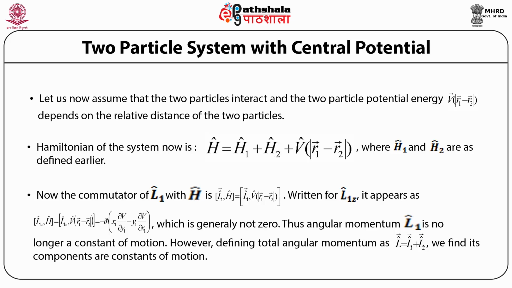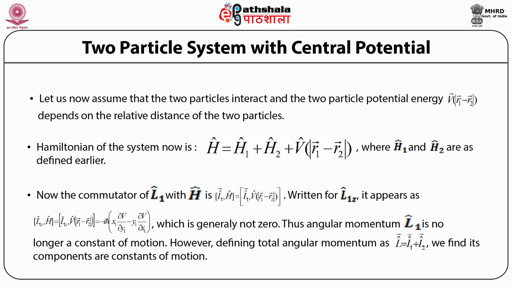Similarly, if we write the commutation relation for the z component of the orbital angular momentum operator of the first particle, it appears as the commutation relation between orbital angular momentum operator L1z and the Hamiltonian operator h, which is equal to the commutation relation between L1z and the potential energy operator as a function of modulus of r1 vector minus r2 vector, and this is given by minus iota times h cross times within bracket x1 times partial derivative of the total potential with respect to y1 coordinate minus y1 times partial derivative of the total potential with respect to the x1 coordinate.